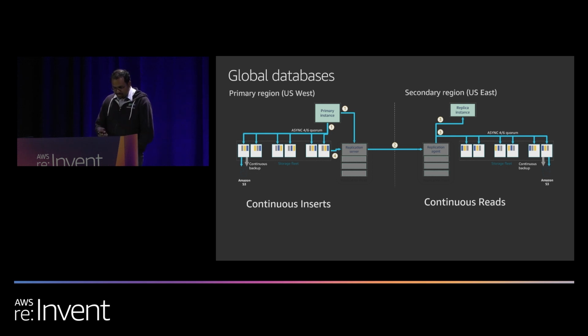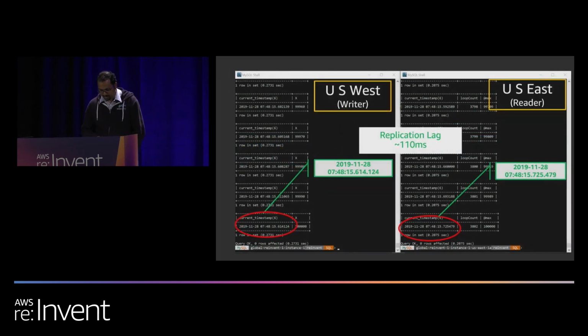Here we have the primary region, which is US West, and the primary instance is writing. It's continuously inserting data. And US East we use for reads. So the data is flowing between these two regions continuously. And let's see how the lag is. Essentially, the insert is happening on the left. You can see the timestamp. And at the same time, we are doing a read. This is at the database level, not the CloudWatch metric that the system shows. This is within the database, you can see it in your schema.